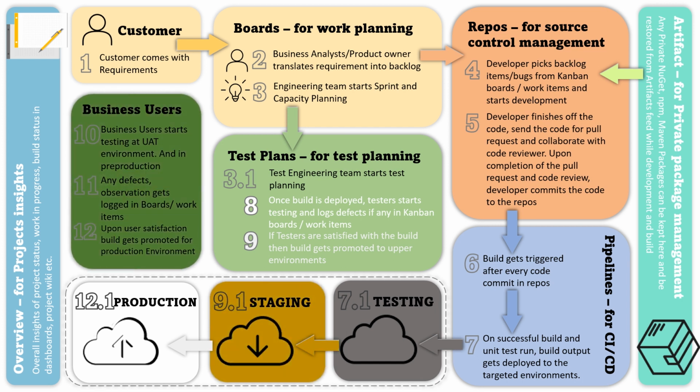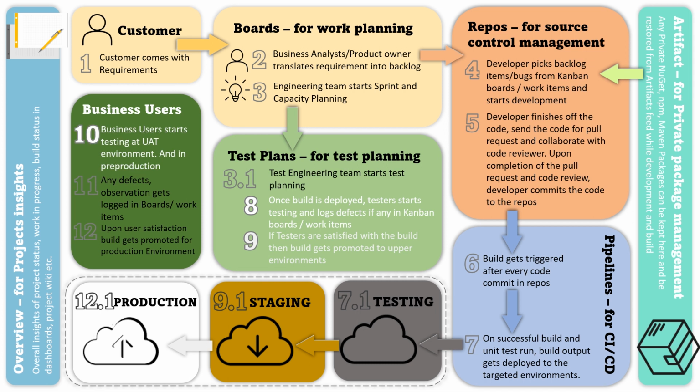Basically, all these artifacts after testing will get back to the artifact repository and it will directly bring them into the staging environment. Now the artifact has entered the staging environment. In the staging environment, we will do some tests, but the most important tests are related to the business users. The first one is business users starting testing at UAT, the user acceptance test environment, and in pre-production. Then any defects or observations get logged in Kanban boards or work items.